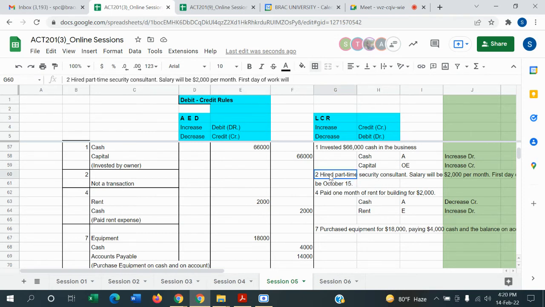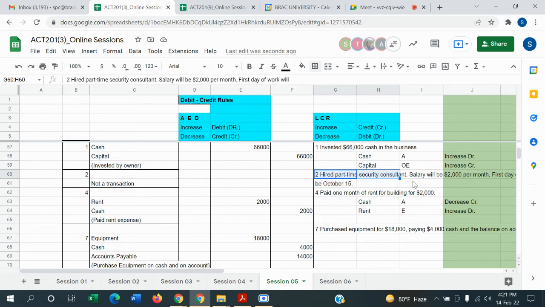They mentioned that they hired a security consultant. Salary will be paid 2,000 per month, and this security consultant will start working on October 15. And we are in October 2 now. When we hire an employee, it doesn't mean that he or she will join. That means he or she has still not started providing any services to us. So it will not be a transaction. We are not liable to pay any amount when we hire any person. That's why whenever it is mentioned that we hired someone for providing service or as an employee, we will always consider that it is not a transaction.